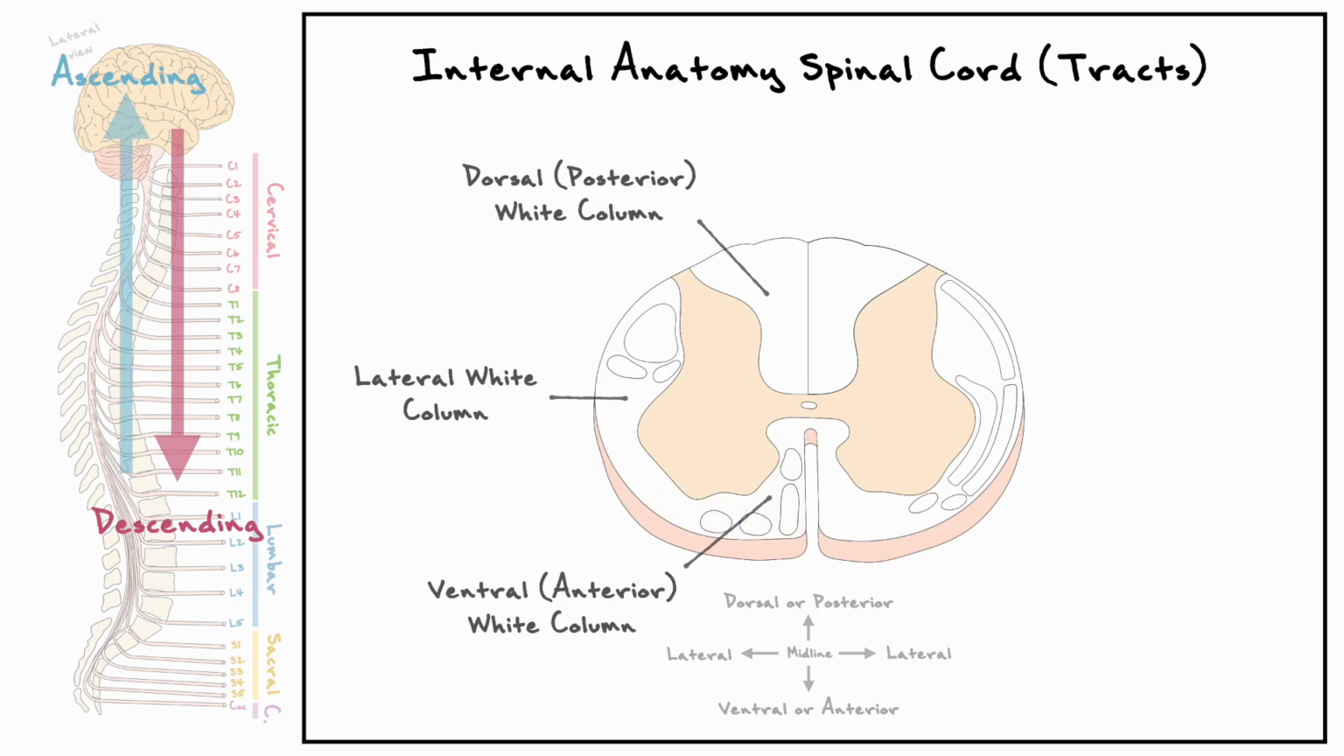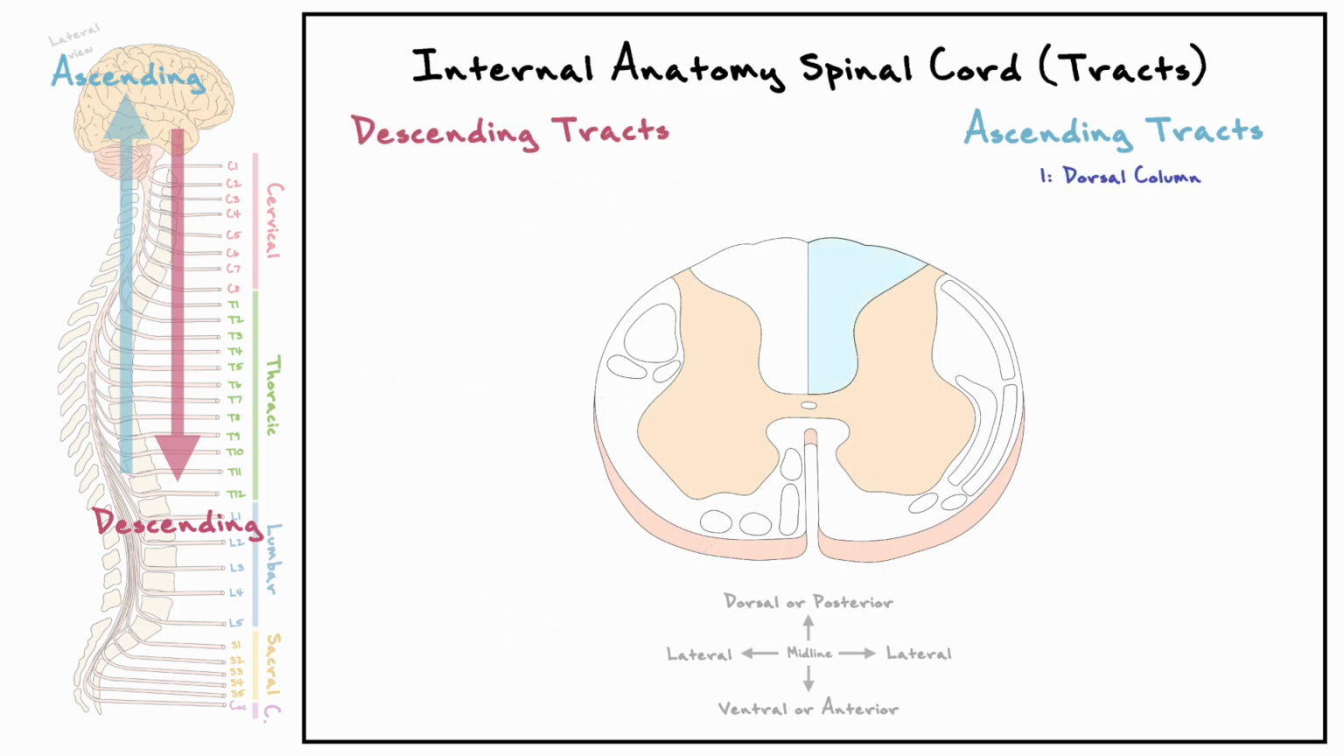Similar to the Rexed laminae, I will offer an overview of these white matter tracts, but note that the more specific details will be discussed in the respective videos. The way we will go about covering them will be to first look at ascending tracts, and then we will go about the descending tracts.